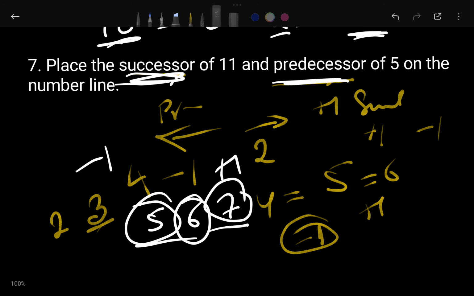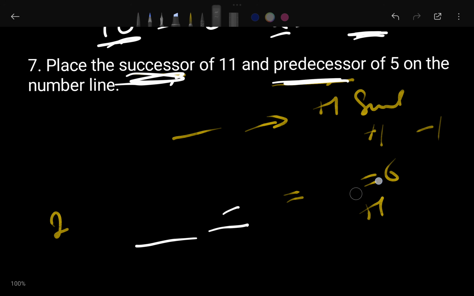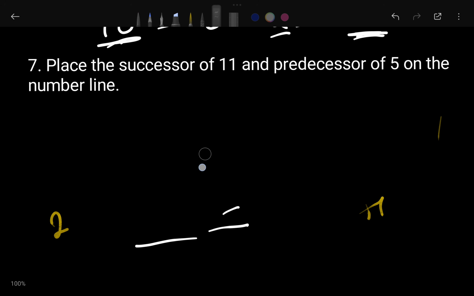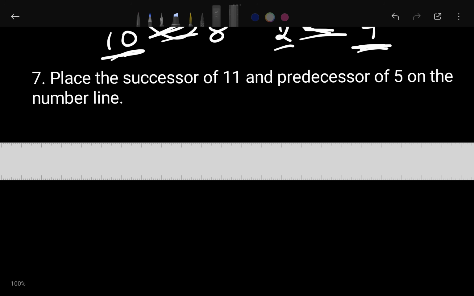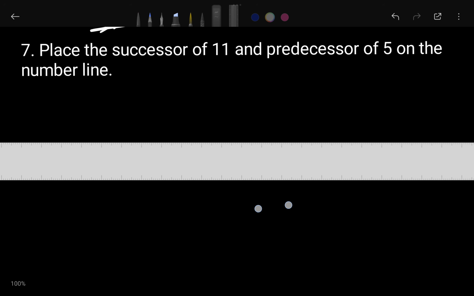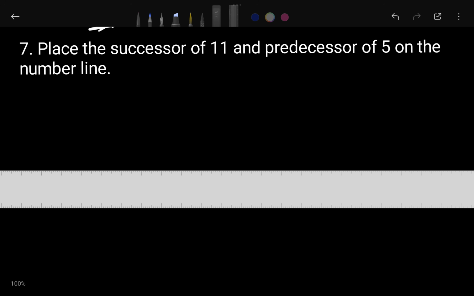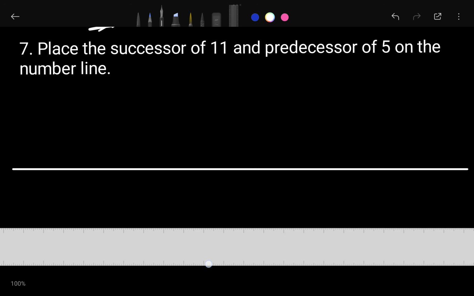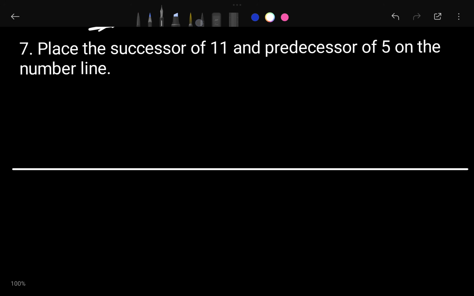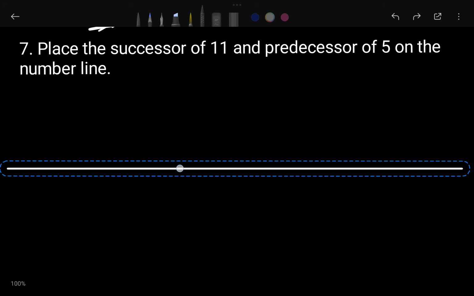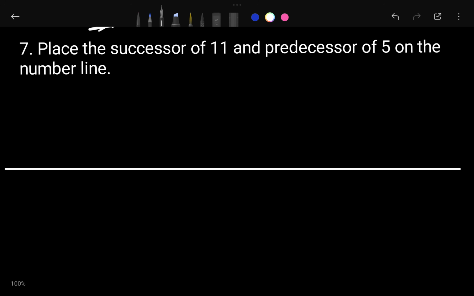Now let's create the number line. Okay, so let's erase this one. Okay, so now let's create a number line. Here I will take the number line. This is a number line. I'm sorry, I'm using this one. Okay, this is our number line.